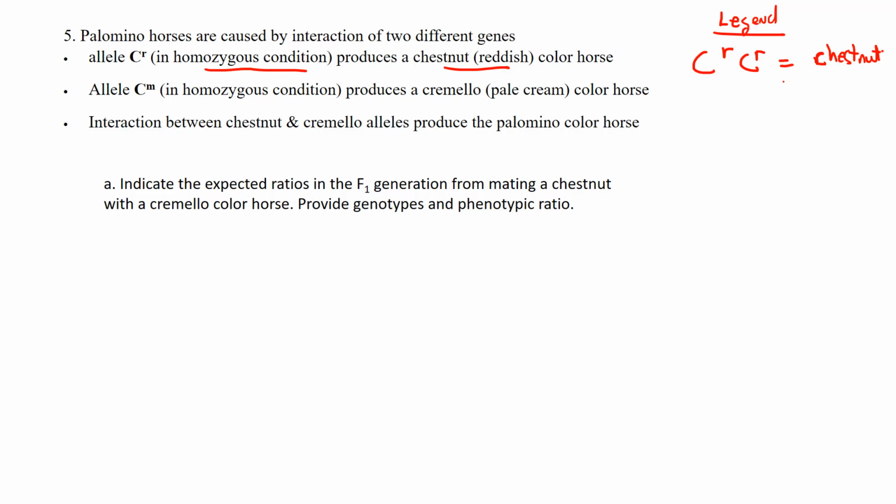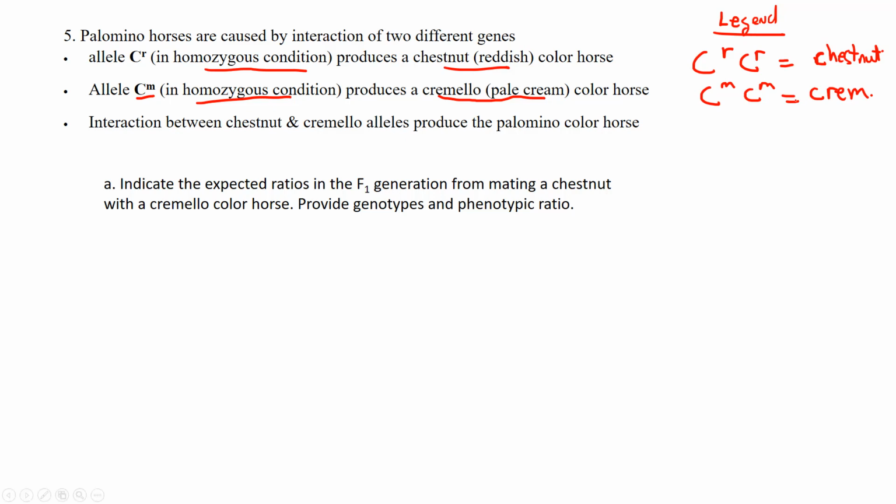which is just reddish. Now if I have the allele C with the M superscript in a homozygous condition, it's going to give me cremello, which is just a pale cream color in a horse. And we'll just abbreviate that as creme.